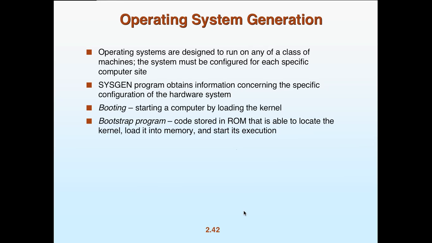Because operating systems have to adapt to hardware, and hardware is the driving factor. As new hardware devices come out, for example tablet computers and cell phones, different operating systems have to adapt to those environments and take advantage of the features. The system has to be configured for each specific computer site. The sysgen program obtains information concerning the specific configuration of the hardware.